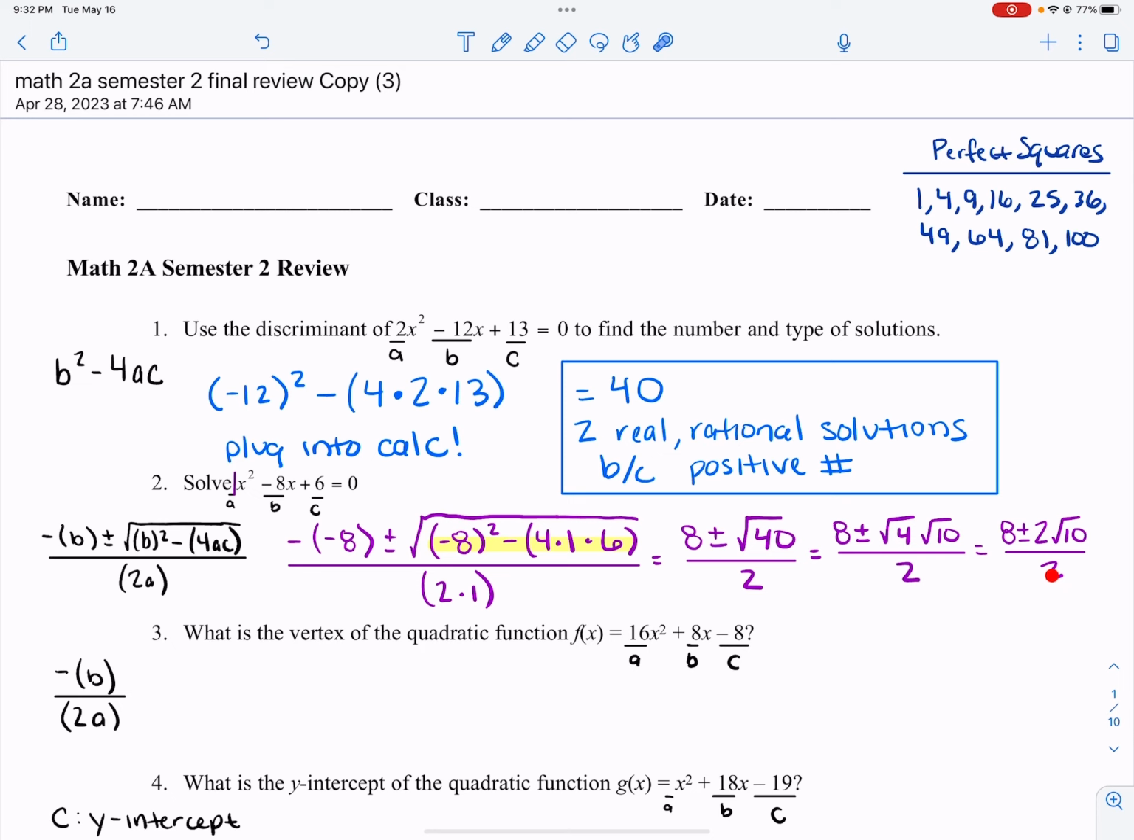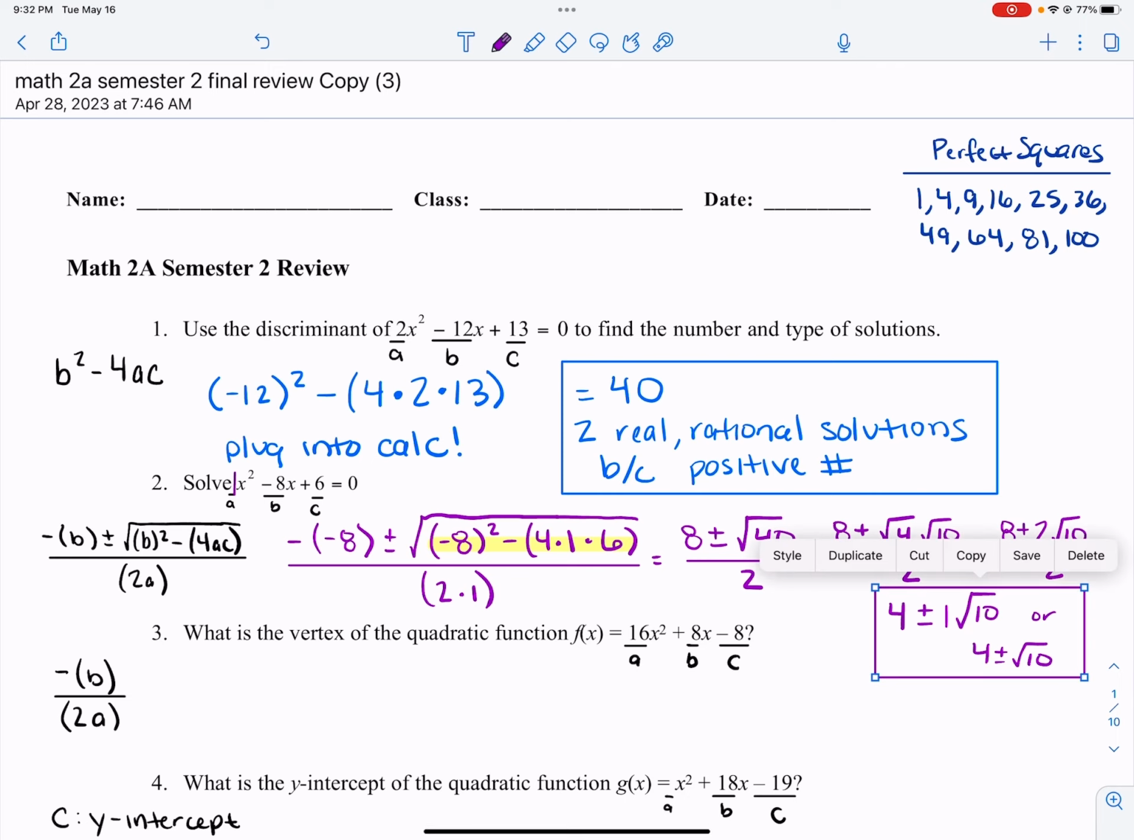Now this 2 can go into 8 and 2 evenly. So that means I'm dividing. 8 divided by 2 is 4. Then my plus or minus, 2 divided by 2 is 1. And then my square root of 10. You could also see this as just 4 plus or minus square root of 10. So either option is okay. If you don't write the 1, that's okay. If you do write the 1, that's okay as well.